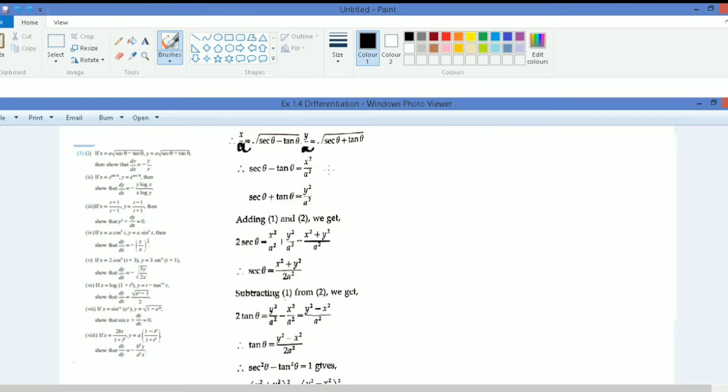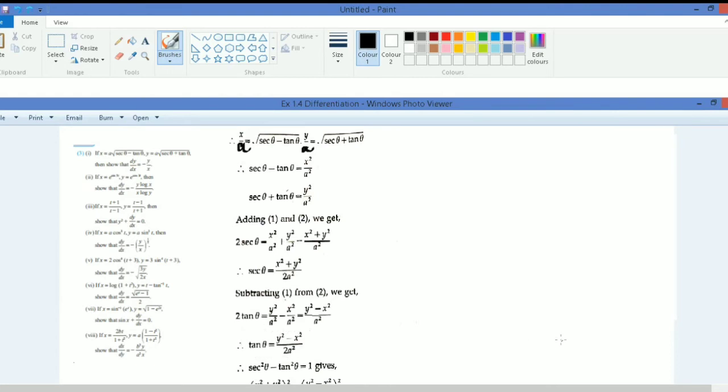After we square these two, we will add these two first. So we get sec theta and sec theta, tan theta gets cancelled. We get 2 sec theta is equal to x square upon a square plus y square upon a square, which can be further written as x square plus y square upon 2a square equal to sec theta. Similarly, we will subtract these two terms and we will get rid of sec theta. We will get 2 tan theta is equal to y square minus x square upon 2a square.